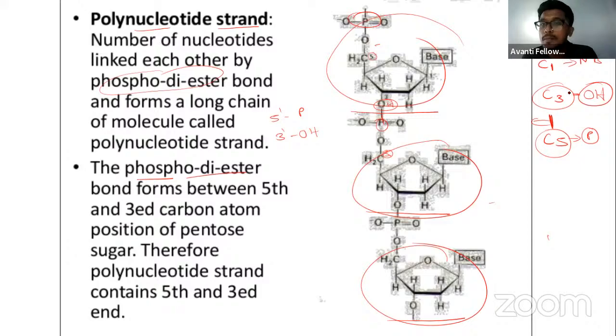So, in order to remember, I mentioned that you remember three important carbon atoms, which are C1, C3, C5. C1 is the nitrogenous base, C5 is the phosphate group. What is C3? C3 has an OH group, which interacts with the C5 to create a phosphodiester linkage, which results in the formation of a polynucleotide strand.